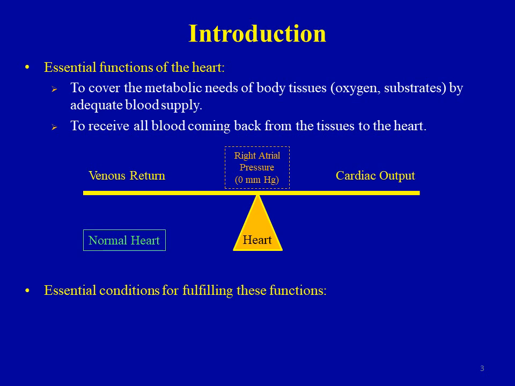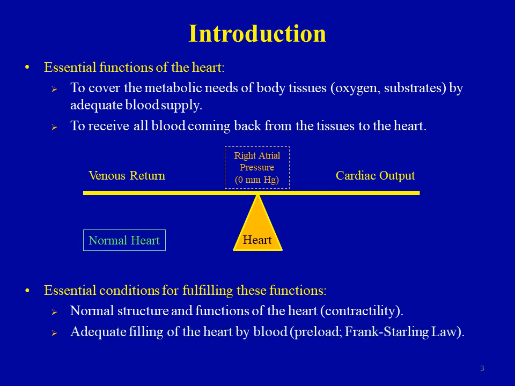So the essential conditions for fulfilling these functions, or to have such a state of equilibrium with the right atrial pressure of 0 millimeters mercury, are to have a normal structure and function of the heart, especially the contractility of the ventricles, and to have also adequate filling of the heart by blood in the form of venous return. And this will determine the preload that is affecting the force of contractility according to the Frank-Starling law of the heart.